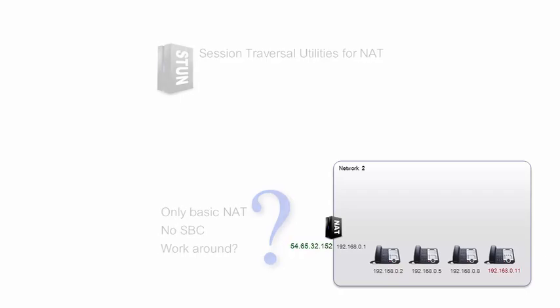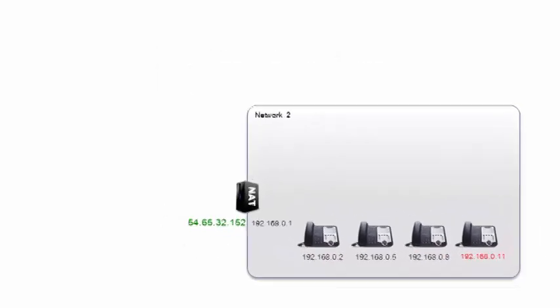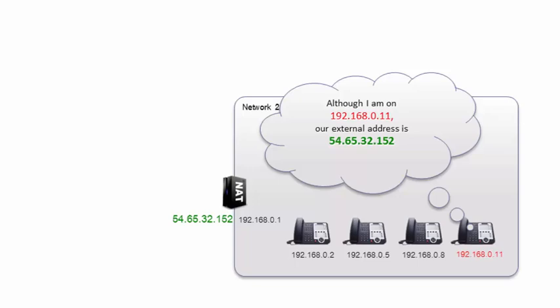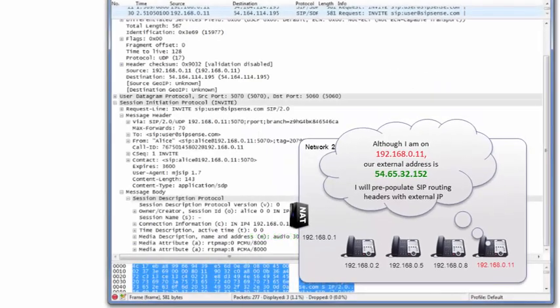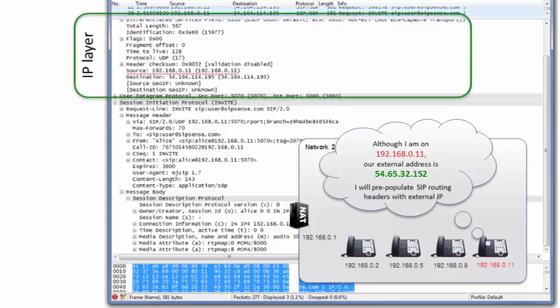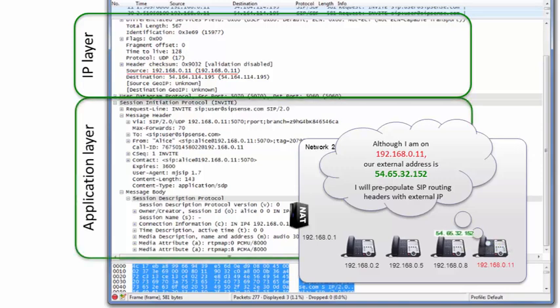Now, STUN works on the notion that if ahead of time a SIP client knows the private network's public address, it can pre-populate SIP and SDP addresses accordingly. Now, the captured packet might look something like this, with at the IP layer the actual private source IP address, but at the application layer the pre-populated external address.